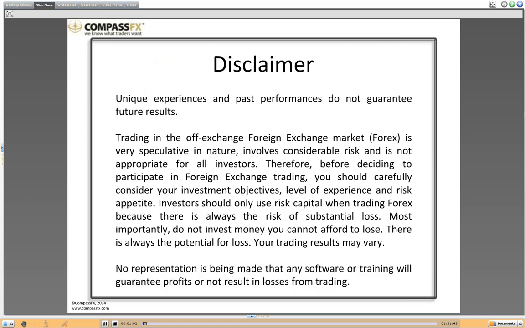As we go through this, I want to be very clear that trading the Forex market is very risky. You need to consider your investment objectives, your level of experience, and risk appetite. Also, no representations are being made that any software or training will guarantee profits or not result in losses from trading.